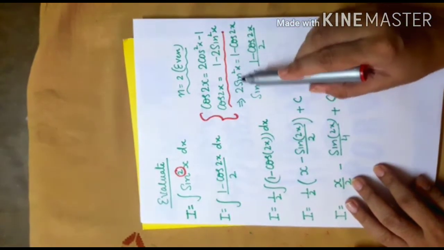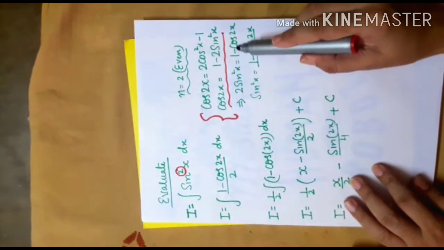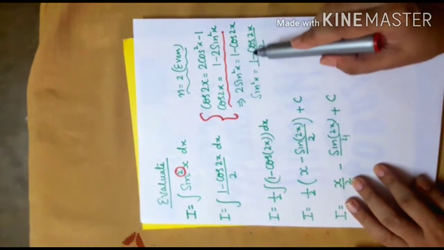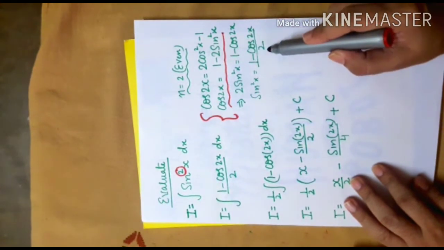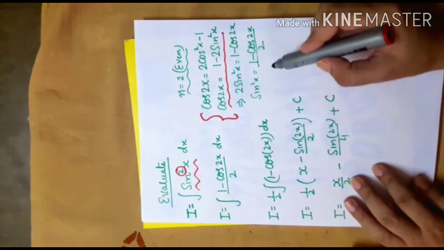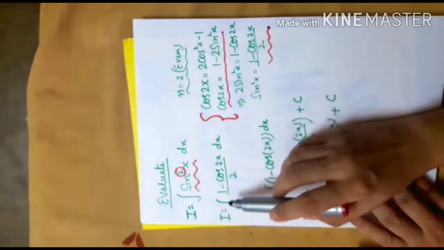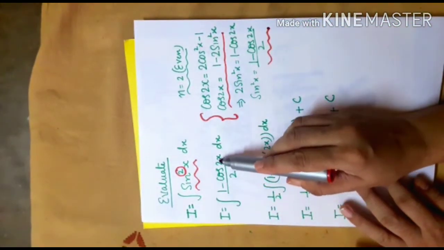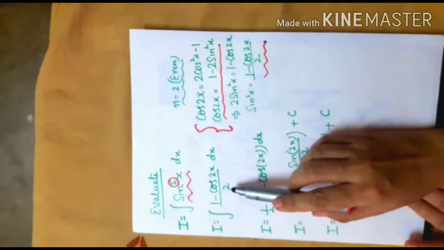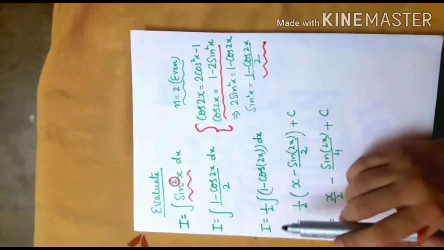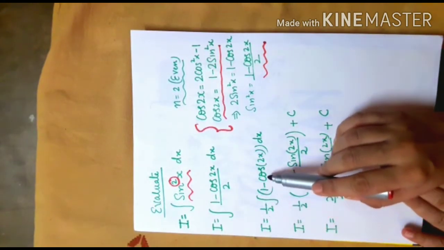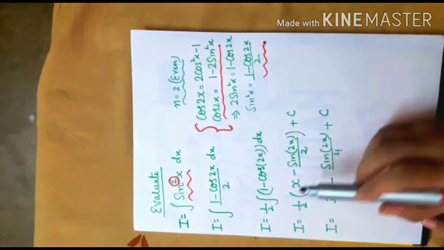So from here, 2 sin square x will be equal to 1 minus cos 2x, and sin square x will be equal to 1 minus cos 2x over 2. So I'll replace sin square x with this. So I'll get integral of 1 minus cos 2x over 2 dx. Now this 2 can be taken out of this operator. So I'll get I equals 1 by 2 into integral of 1 minus cos 2x dx.